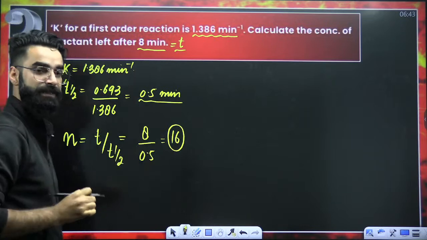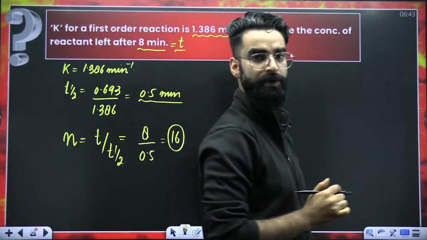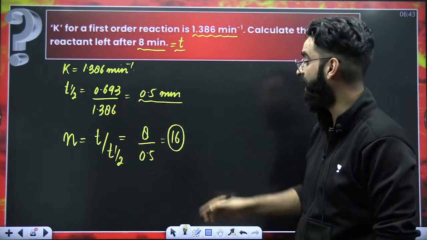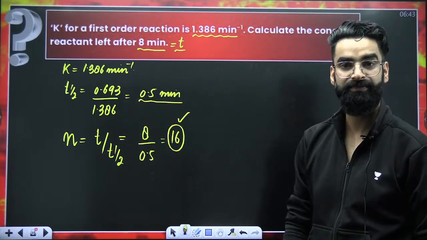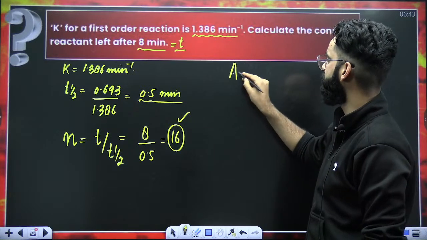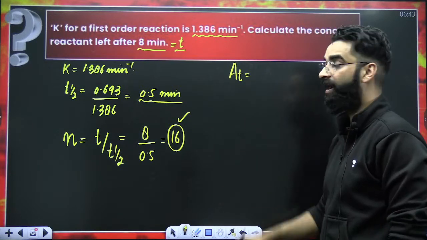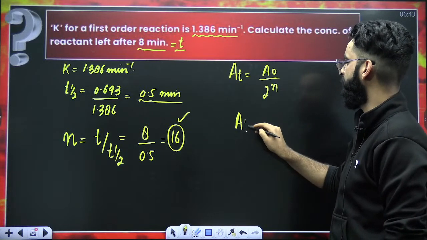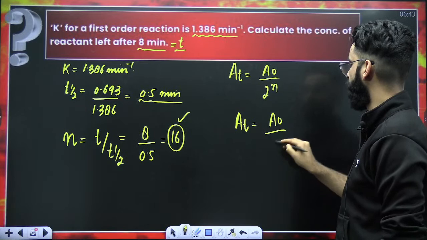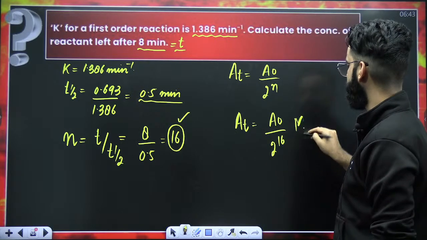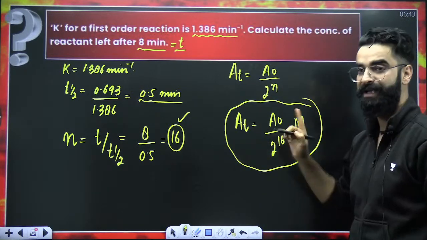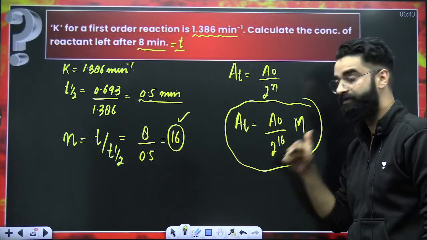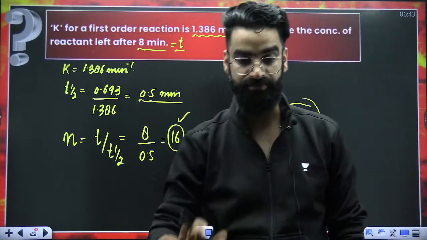So basically, as per the question, I'm supposed to calculate the concentration of reactant left after how many half-lives? After 16 half-lives. And already you know the concentration of reactant left after n half-lives is equal to A naught divided by 2 raised to the power n. So the answer is going to be A naught divided by 2 raised to the power 16. This is the concentration of reactant left after 8 minutes, that is, after 16 half-lives, right?